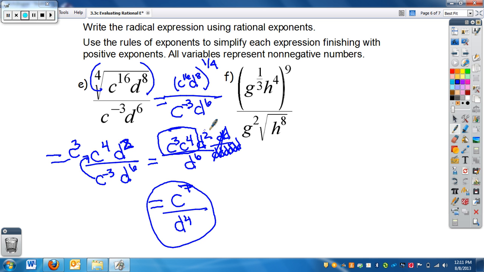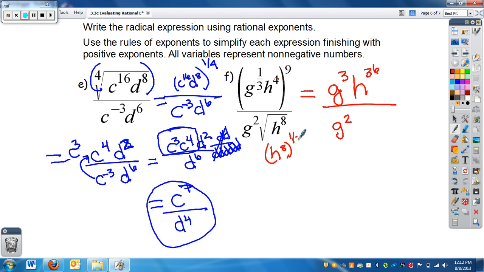And bringing back those exponent rules. Alright, and then the last example, here this is already written as an exponent. So I can simplify, this is g to the 3rd, and then 4 times 9 is h to the 36. Here I have g squared, and then h to the 8th to the 1/2 power. That can be written with h as my base, my exponent is 8, and the root is 2, which is h to the 4th. I have all positive exponents, so I don't need to move anything.